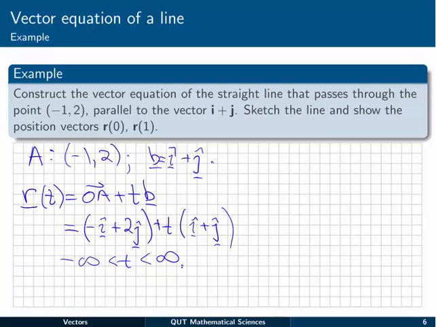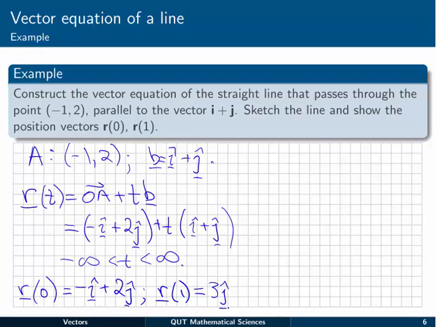We're asked to show r of 0 and r of 1, so we can calculate those easily by substituting in the t value of 0 to give us simply minus i plus 2j, the position vector of A, and r of 1 by substituting in a t value of 1. So we have minus i plus an i gives us 0 i's, and 2j plus 1j giving us 3 j's. And those are the two vectors we're asked for.